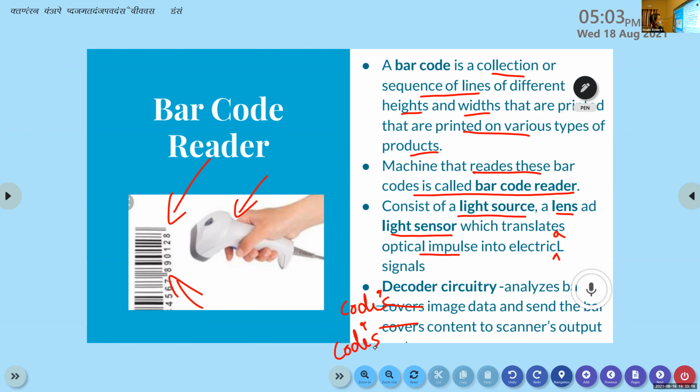So what is a barcode reader? The machine that reads the barcode. So what is a barcode? It is a collection of sequence of lines of different height and width. We can see this barcode in various products, isn't it? Yes.